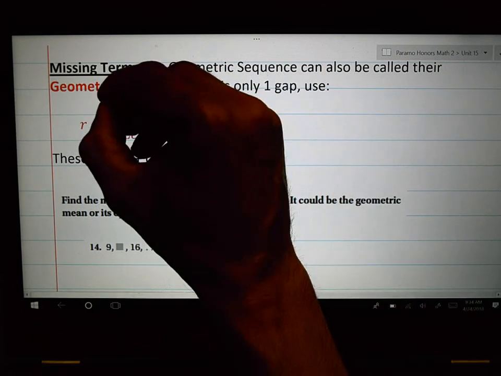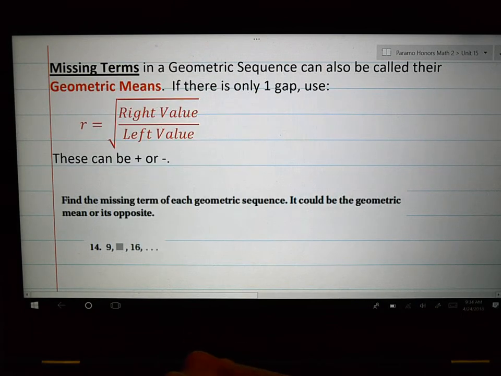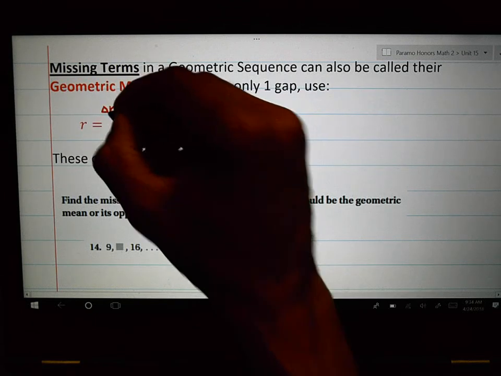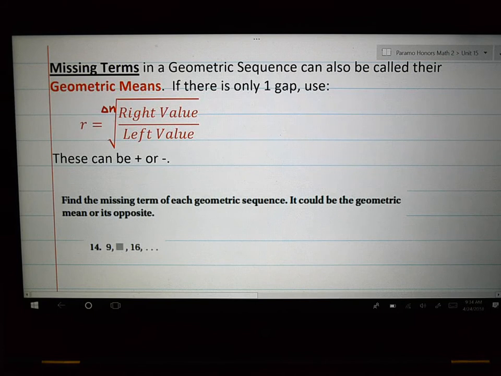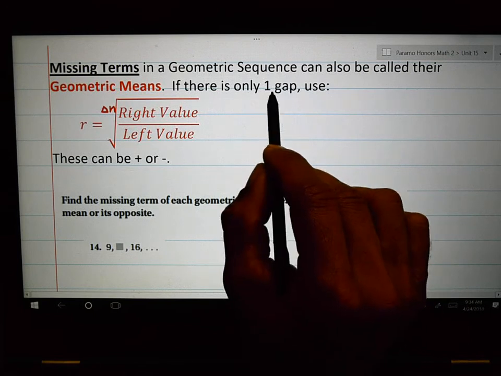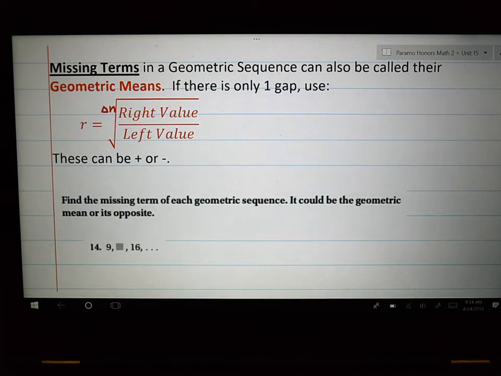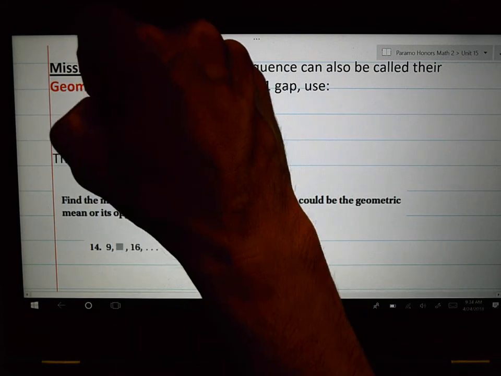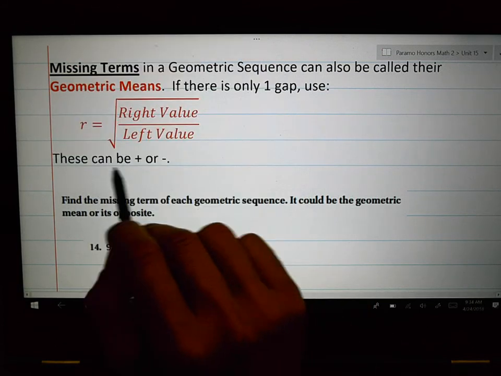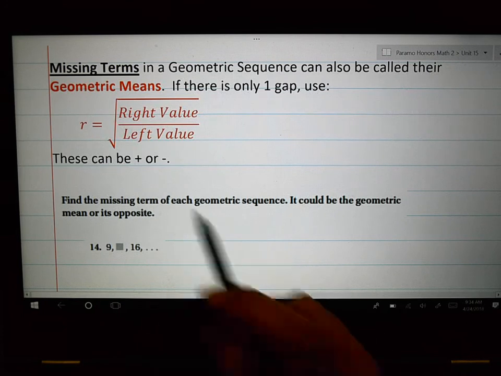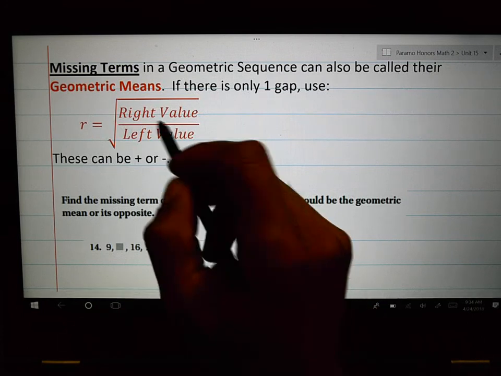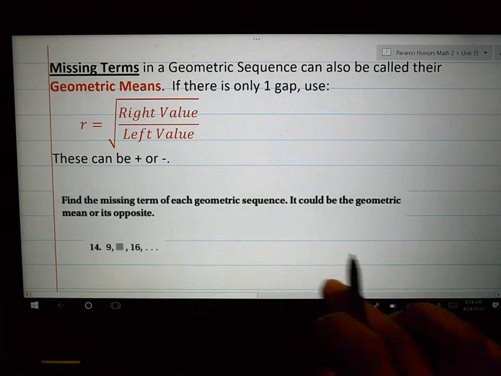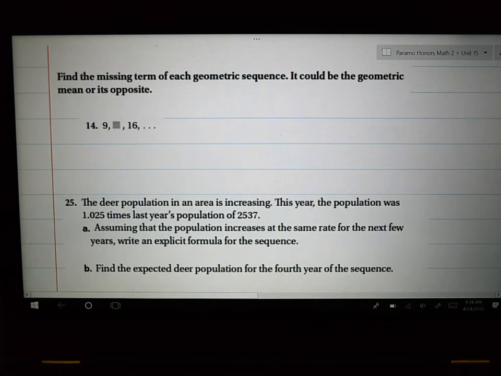You'd have to change what goes right here, which is like delta n. But since that's not there, since every single question only has 1 gap, we can just do the square root, which is totally fine. So I'm going to erase that. These can be positive or negative when there's 1 gap, because you'll see in a second. But we're going to do the right value divided by the left value and then square root it to find the common ratio.